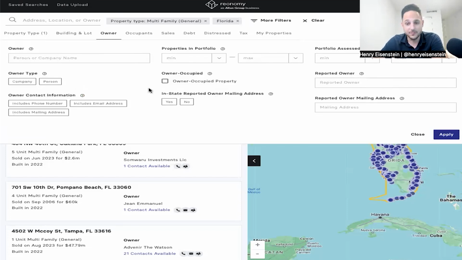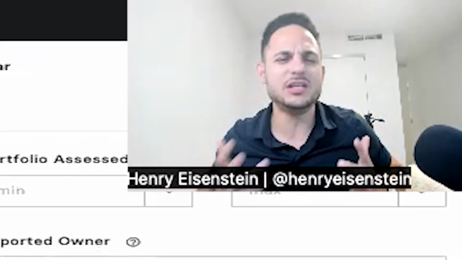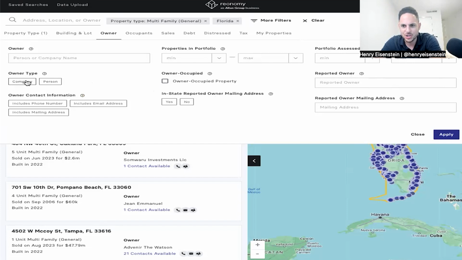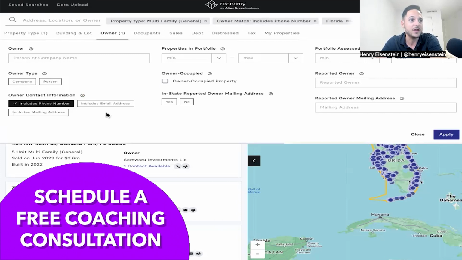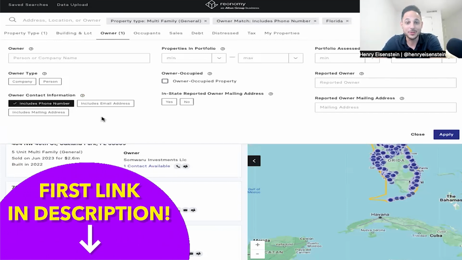When it goes to owner, there's a few things on here that I want to mention. I want you to realize that company and person, REONOMY, again, doesn't do a spectacular job when it comes to really differentiating these two, because company is like Blackstone. So, hopefully Blackstone gets removed, but sometimes larger companies are still not removed when you click person. I don't really play around with this part too often, but I will always, 100% of the time, obviously click includes a phone number. What the heck would be the purpose of prospecting or pulling a lead list of properties that don't have a phone number? It just doesn't make any sense to me.